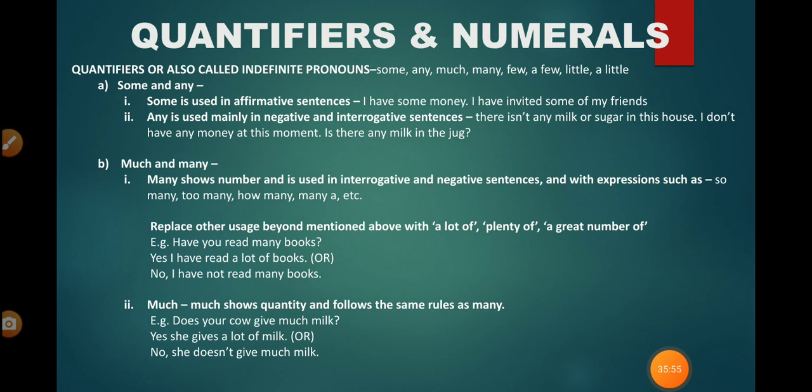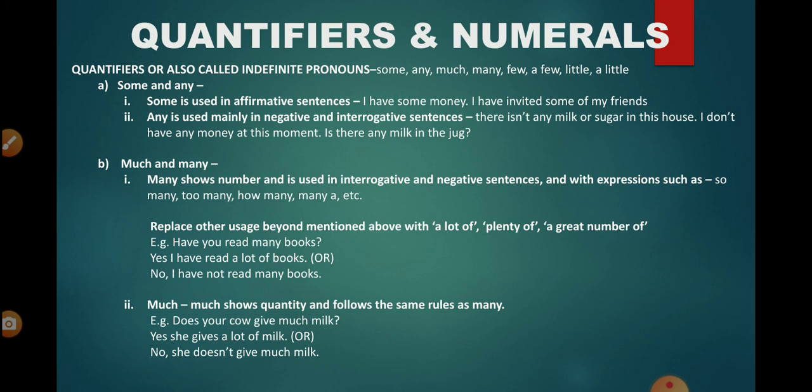This part will once again require some of your attention, a bit more attention, like an article. So, quantifiers are also called indefinite pronouns, and these are some, any, much, many, few, a few, little, a little. Fine, these are the quantifiers. And let's move first to some and any.